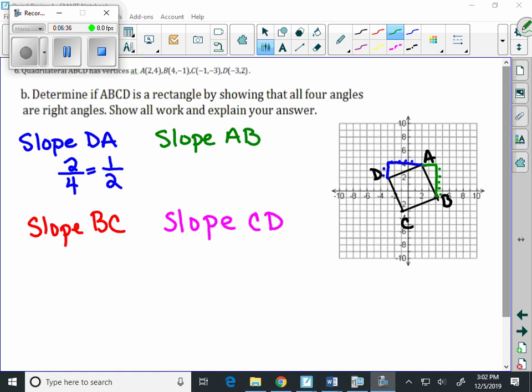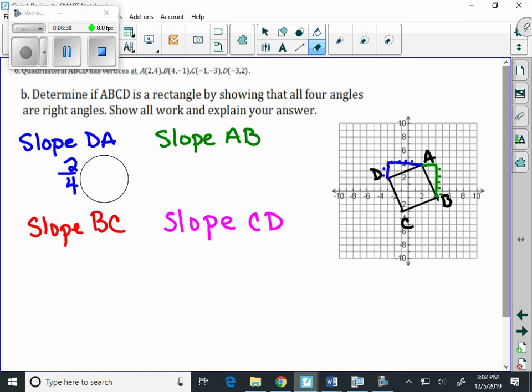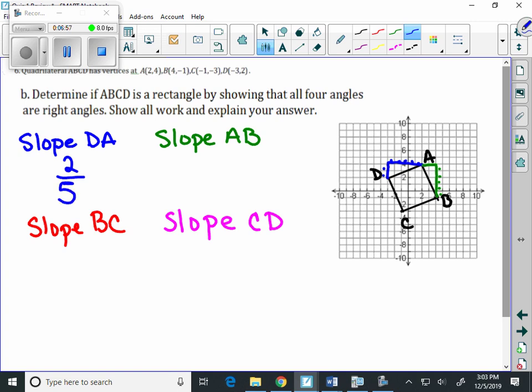Let me go back here and look at DA again before I keep going on AB. We went up 2. We definitely did that. But I missed a point here: 1, 2, 3, 4, 5. There, I missed that 5. We went right 5. So we can't simplify that.